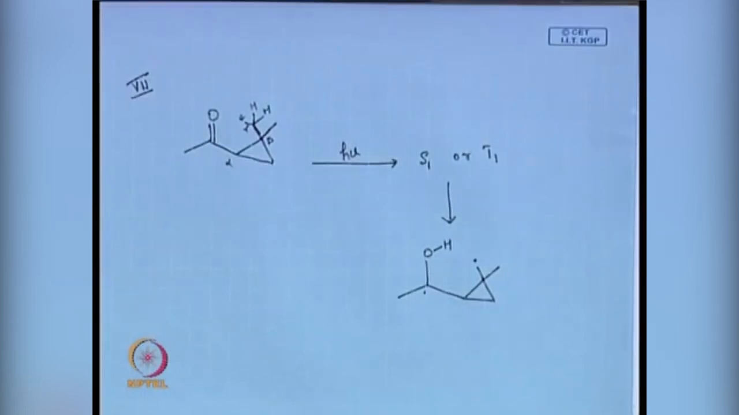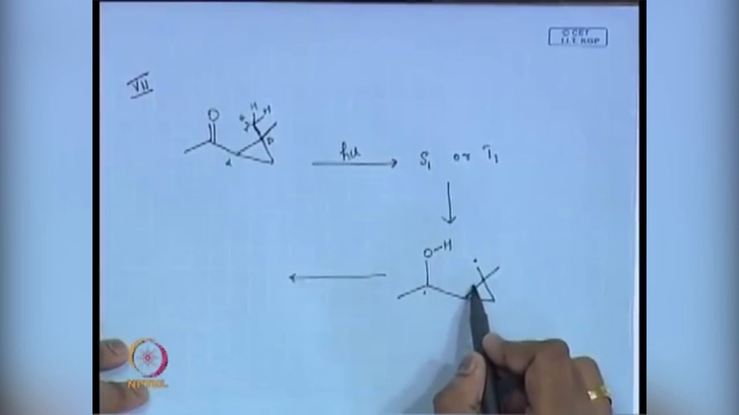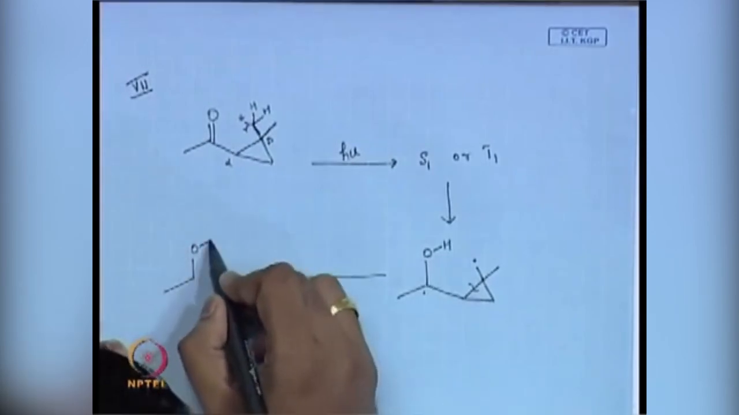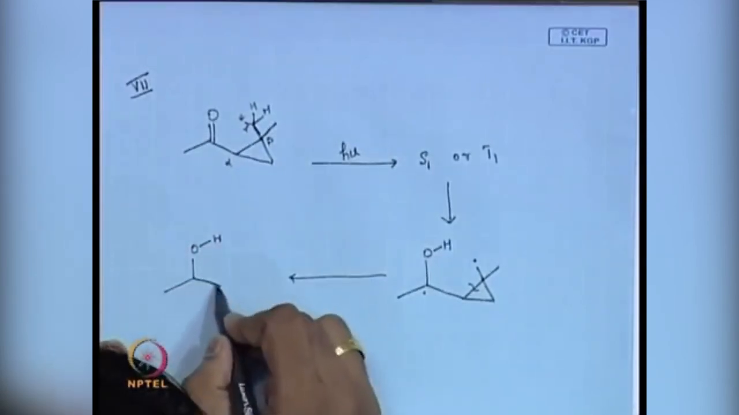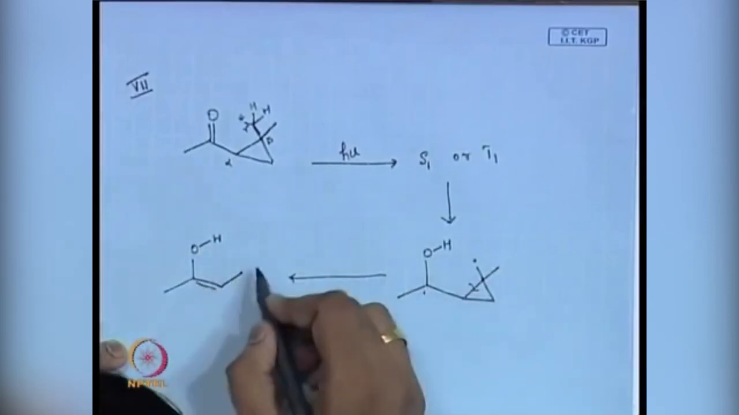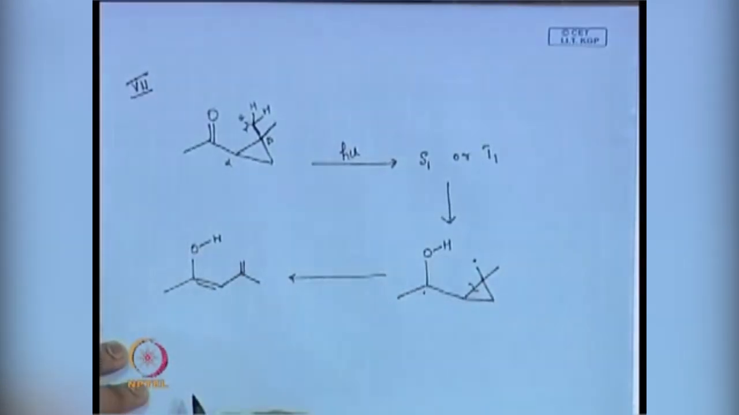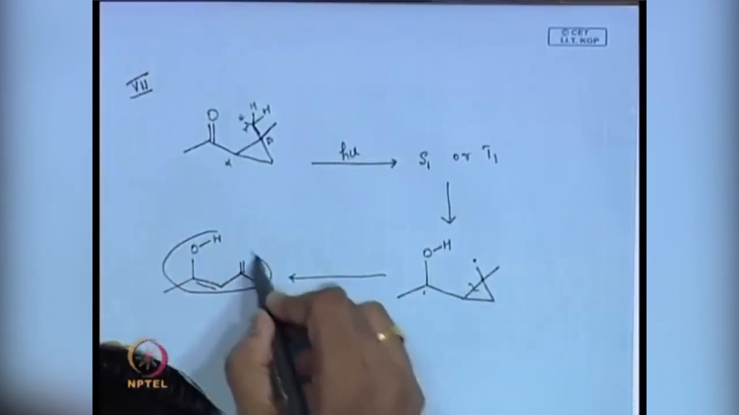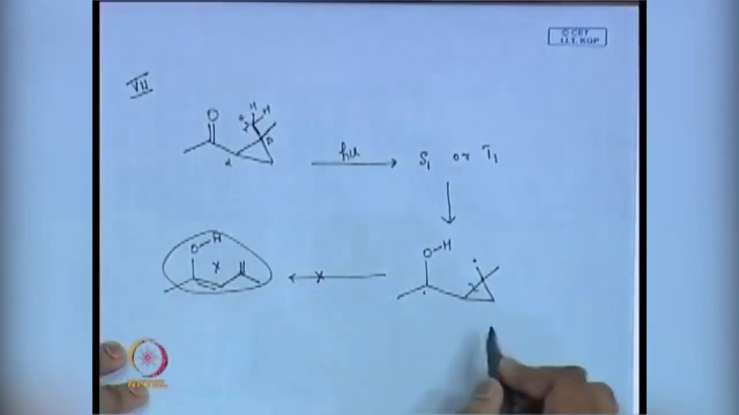Now, what are you going to think about? Whether you are going to do a cyclization or you are going to do Norrish type 2? You want to do Norrish type 2 because the ring is strained. Want to cleave this. Sorry, I have missed one carbon. I'll just do it one more time. I missed one of the carbons.